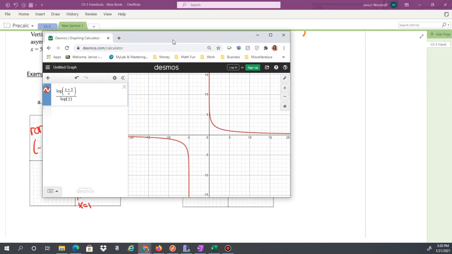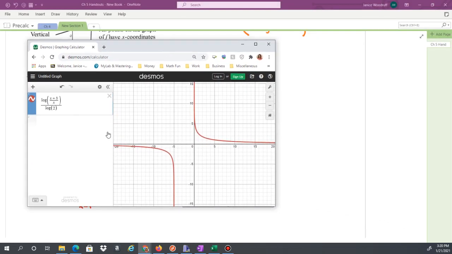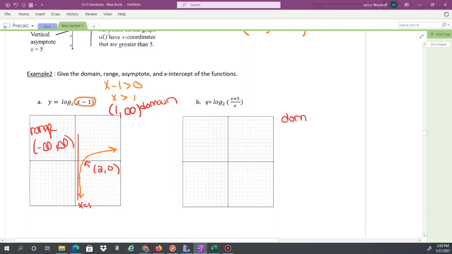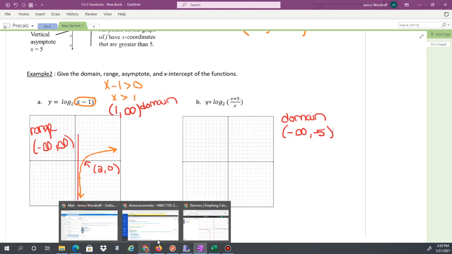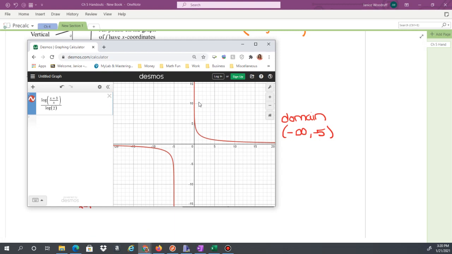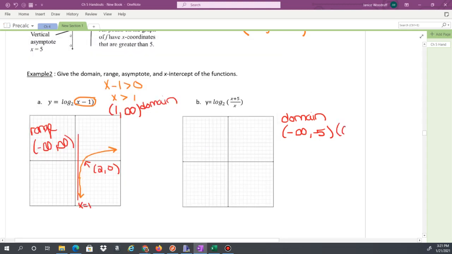So we've got a domain here of negative infinity to negative 5. And then we're going to go, look at this again, 0 to 5. So we don't have anything in between those. Okay, so keep that in mind. 0 to infinity. Then your range is still all real numbers.